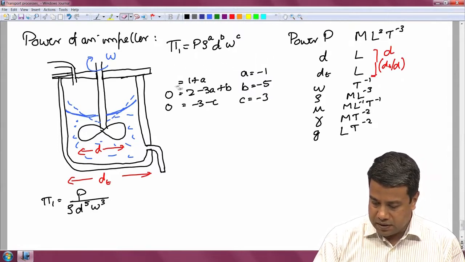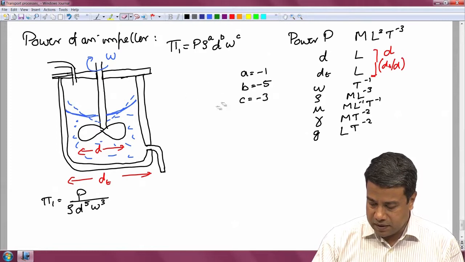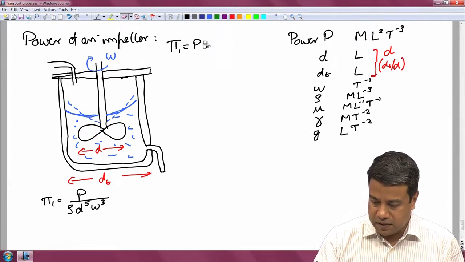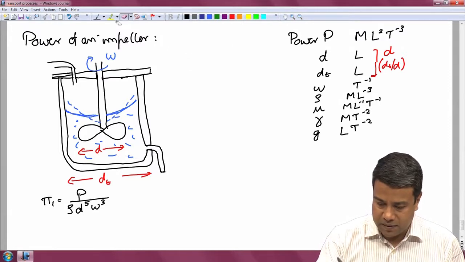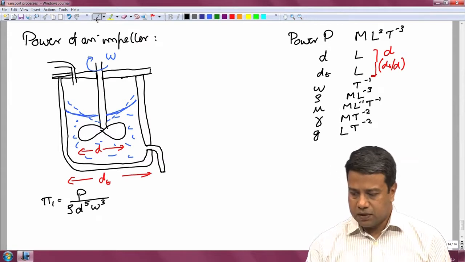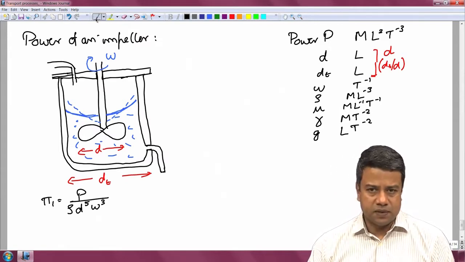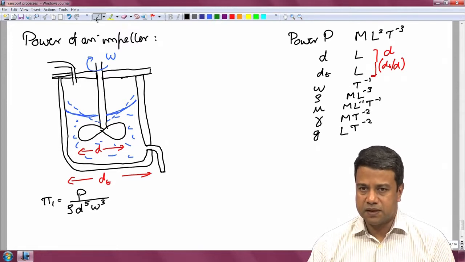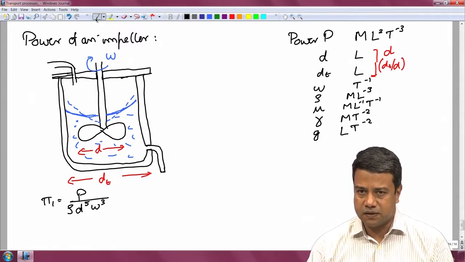This is a function of 3 other numbers, which are all independent parameters. Now, in order to get the 3 other numbers, we have done some dimensional analysis. So, we know the kinds of things that are going to come.